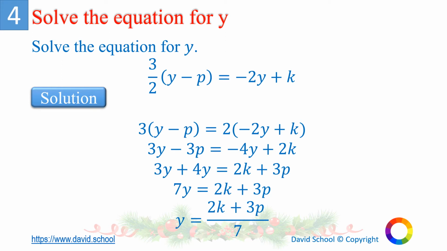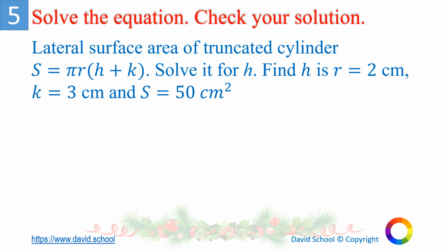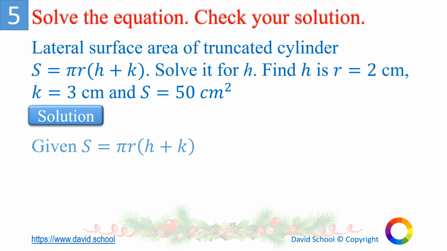Now we will see one last example. Lateral surface area of truncated cylinder S equals pi r times h plus k. Solve the equation for h. Find h if r is 2 centimeters, k is 3 centimeters, and s is 50 centimeters squared. First, let us rewrite the equation for h. Given s equals pi r times h plus k.